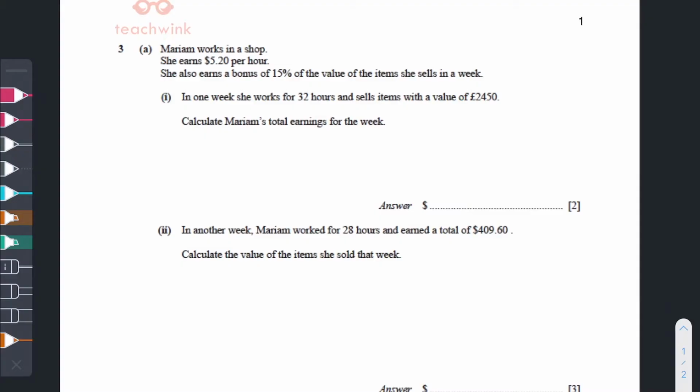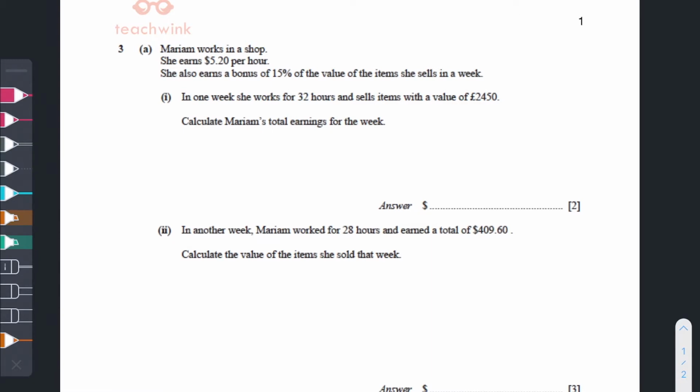So let's start. The question says, Mariam works in a shop. She earns $5.2 per hour. She also earns a bonus of 15% of the value of the item she sells in a week. The first part says, in 1 week she works for 32 hours and sells items with a value of £2,450. Calculate Mariam's total earnings for the week.